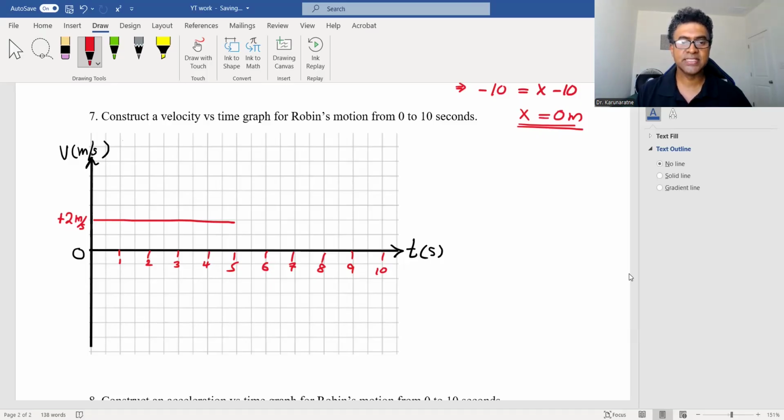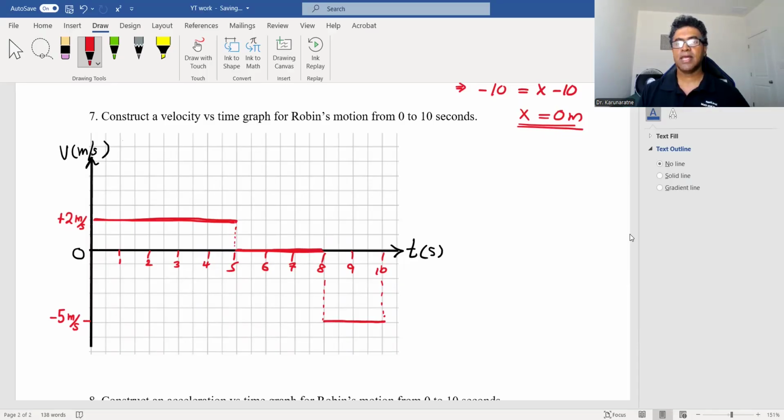Then from 5 to 8 seconds, Robin is at rest. He's not moving, so 0 velocity. Then from 8 to 10 seconds, negative 5 meters per second, again constant velocity. It's in the opposite direction, so that's why I'm putting negative 5 meters per second. So that's going to be the motion. This is the velocity versus time graph for Robin's motion.